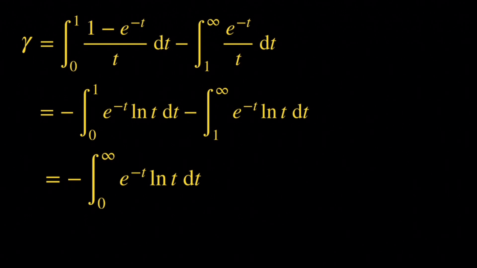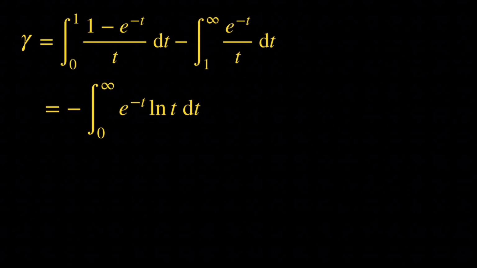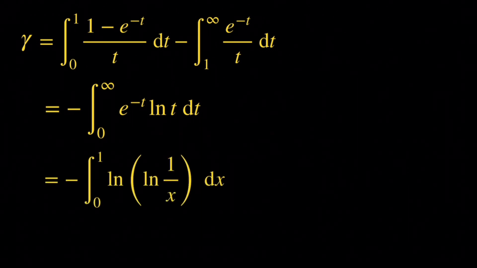Okay. Now, we're going to perform a change of variable here. We're going to say that x is equal to e^(-t). That's going to give us another representation. Now, if we say that x is equal to e^(-t), then we're going to get as new limits 0 and 1, or if you want, 1 and 0. And therefore, we're going to get the following representation.